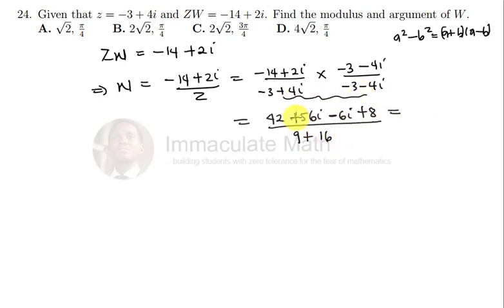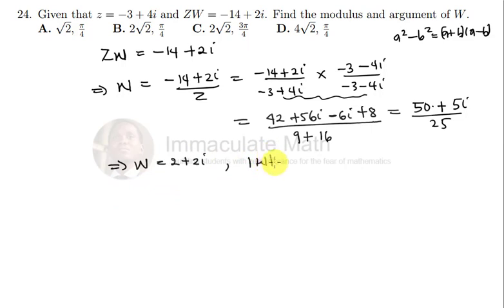So that means I'm going to have this to be 50 plus 50i all divided by 25. So that means my W would have been 2 plus 2i. Okay, so what is the modulus of W?